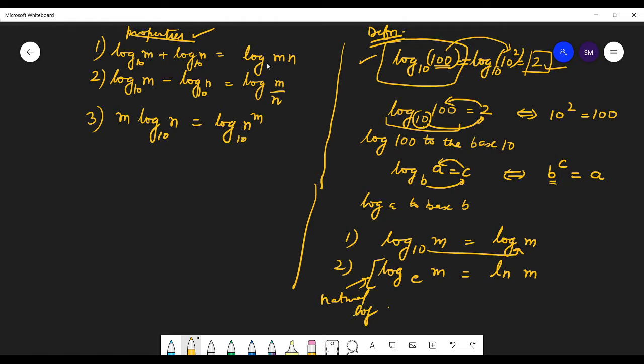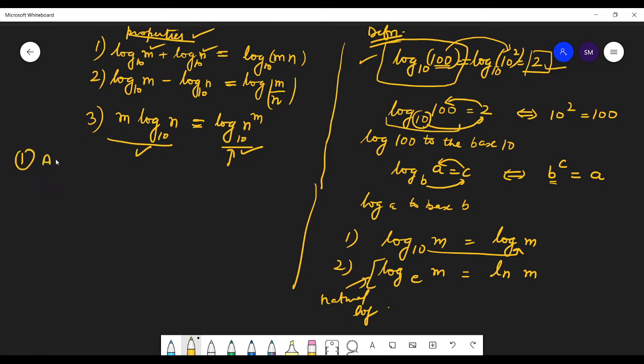Log M plus log N is log M into N, so these will be multiplied. We have proved it earlier. Log M minus log N is log M divided by N. And students, this comes as a power: log M raised to the power N. So you can write from here to here, they are equal. If this is given to you, you can write it as this. Okay, let us do a question based on this.